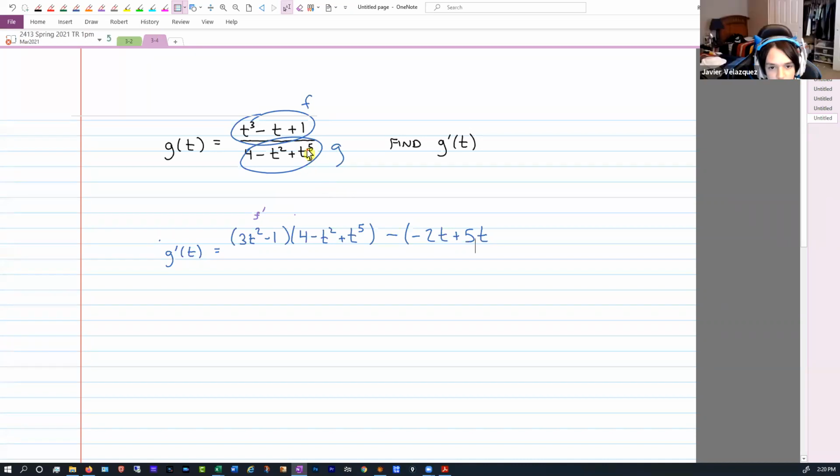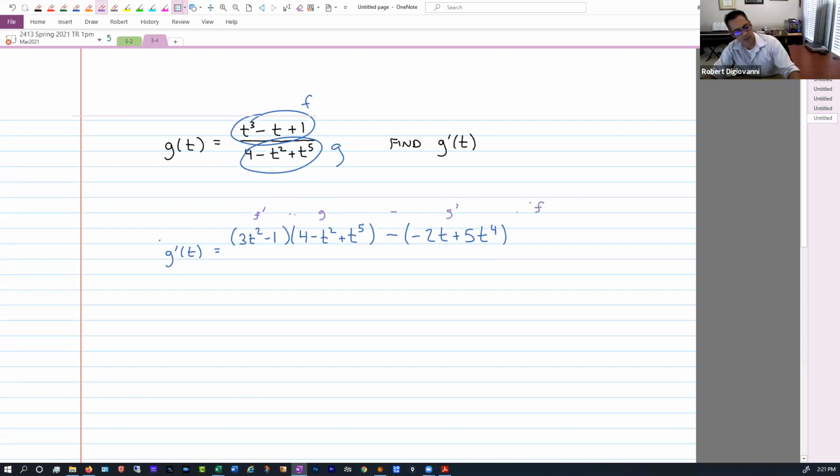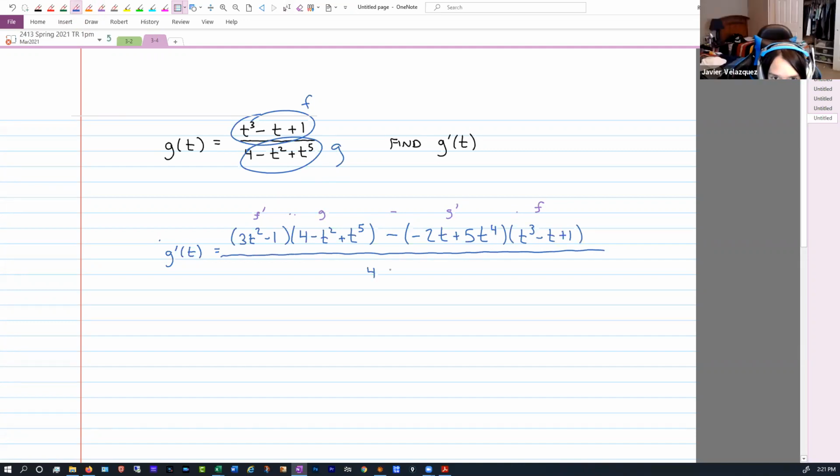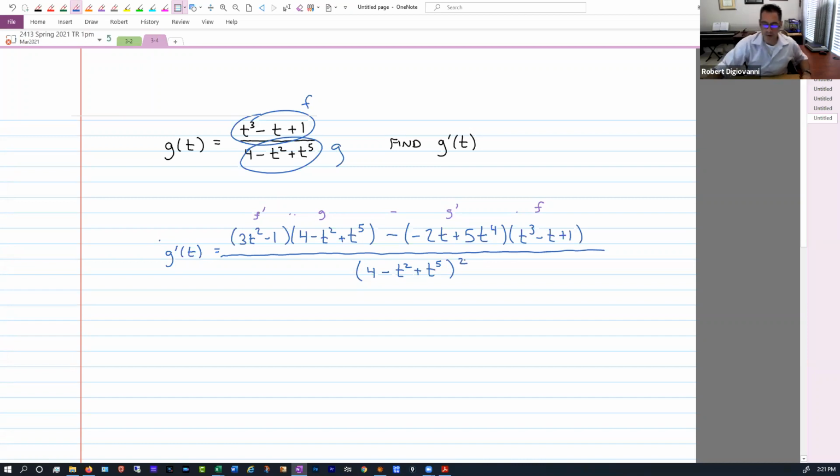To the 4th. Good. Okay, good. You're doing good. All right, keep going. And then we're going to multiply it by f. Times f, and that's just the numerator. Don't touch it. Okay, and then all of that, the whole thing, divided by the denominator squared, the denominator just in parentheses, squared. There you go. That's it. Good job.